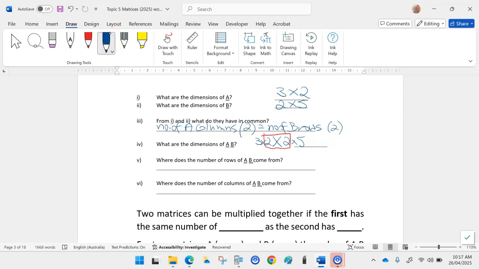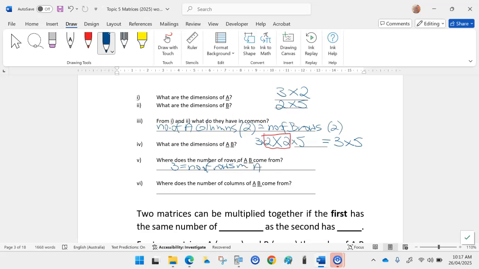And what are the dimensions of the product? Well, I just use the other values to work them out. 3 will be the number of rows in the product. 5 will be the number of columns in the product. Where does the number of rows of AB come from? Well, that's 3, it comes from matrix A. So 3 equals the number of rows in matrix A.